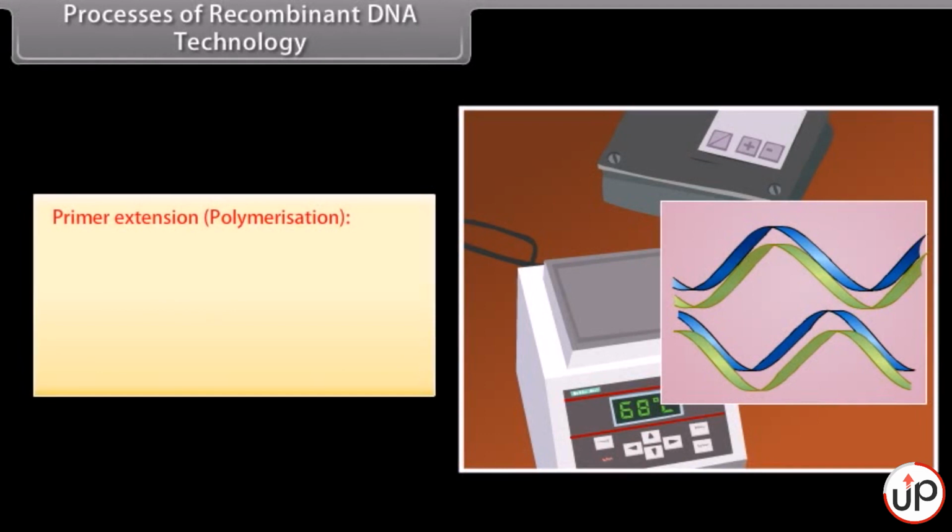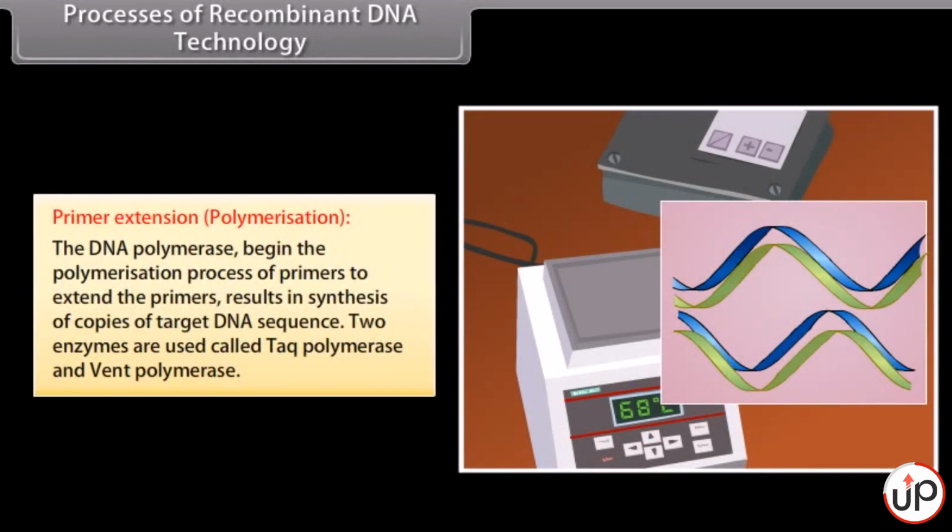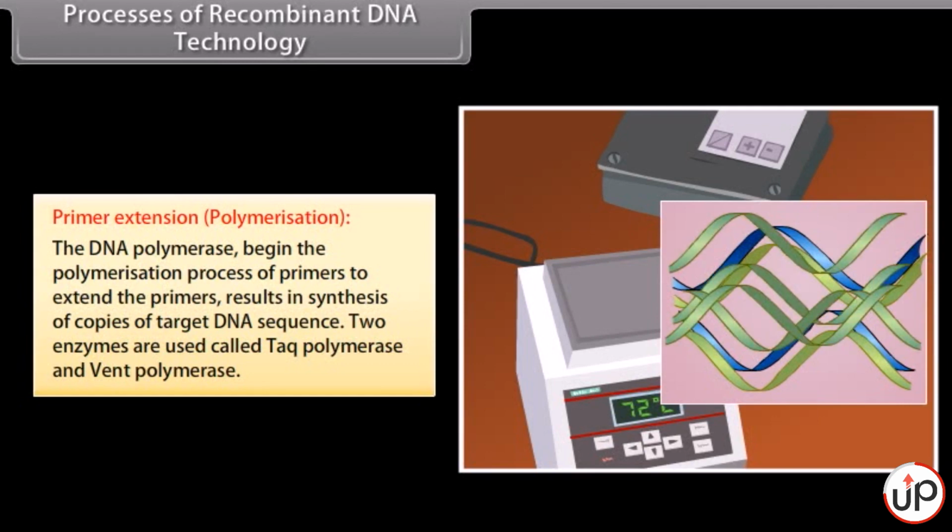Primer extension, polymerization. The DNA polymerase begins the polymerization process of primers to extend the primers, which results in synthesis of copies of the target DNA sequence. Two enzymes are used, called Taq polymerase and Vent polymerase.